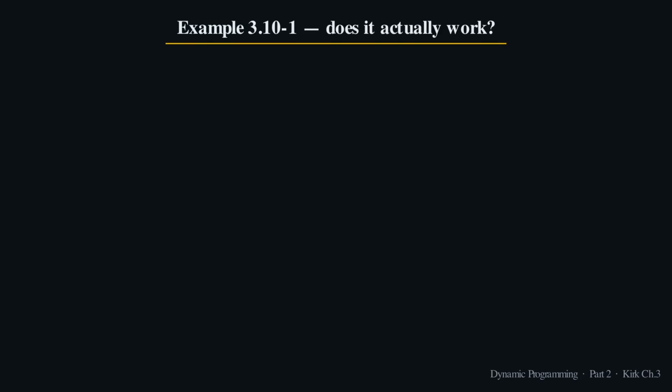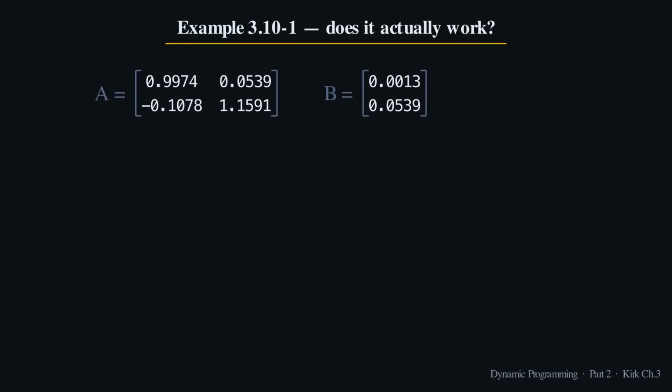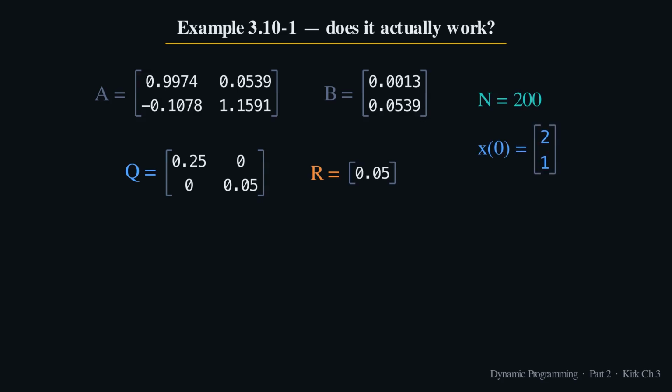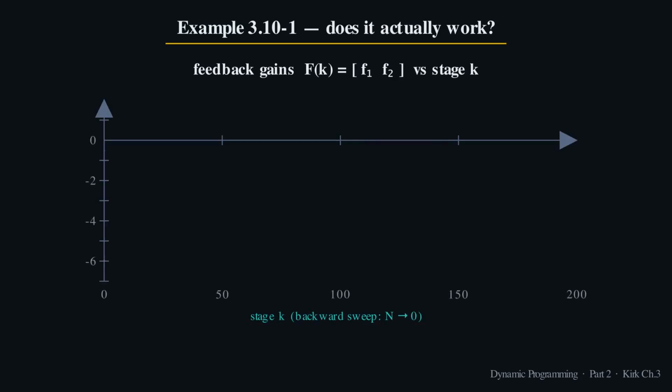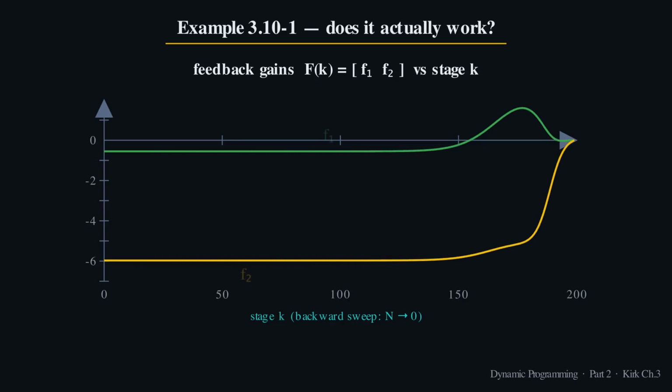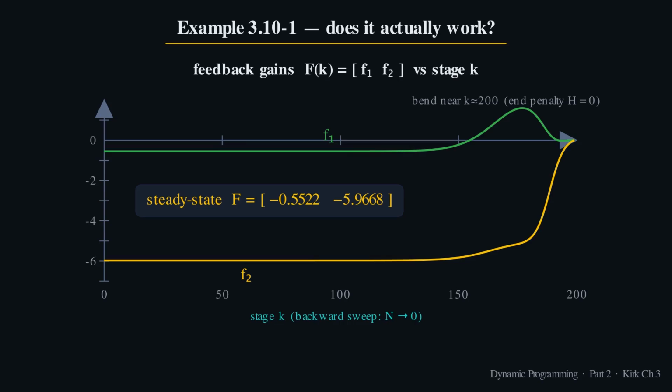Does it actually work? Let's run Kirk's own example and watch. A second order system, two state variables, with these fixed matrices A and B, these weights Q and R, and a 200 step horizon. We start the state at 2 and 1 and ask the recursion for the gains. Look at the feedback gains first. Sweeping backward from the end, they settle almost immediately onto a constant pair, minus 0.55 and minus 5.97. Flat for the entire middle of the run. They only bend in the last stretch, near the final time, because the end penalty here is switched off.